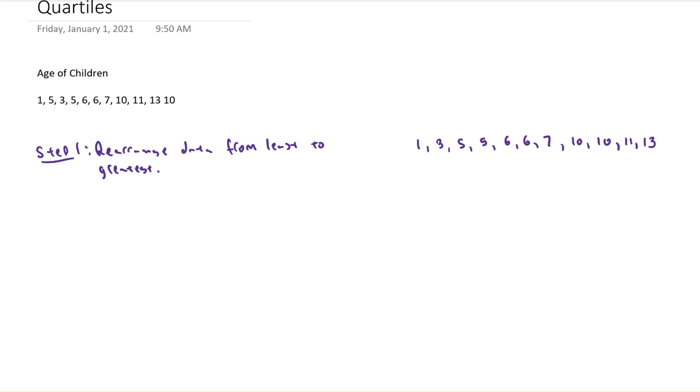Now, the first step of finding your quartiles by hand is always the same as if you were finding your median. You need to order your data from least to greatest. Once you've done that, like I have here, you're going to split your data set into two different halves. So you could do this by finding your median value.